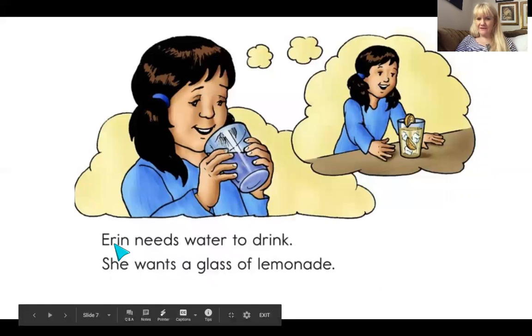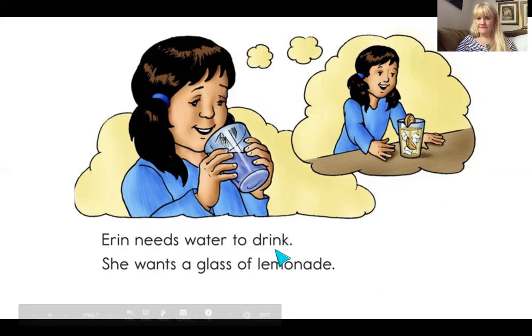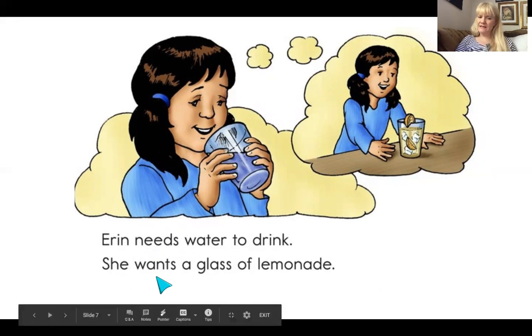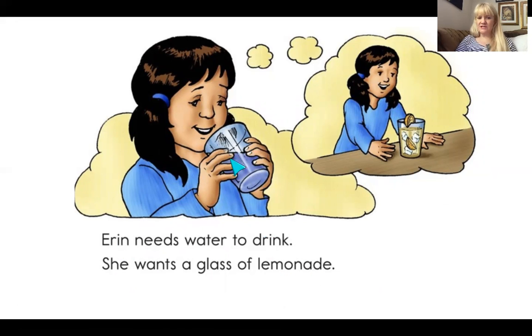This girl's name is Erin. Erin needs water to drink. She wants a glass of lemonade. So we see here that she needs water, so she's drinking water here, but she's thinking that she would rather have lemonade. She needs water. She wants lemonade. Do you see the difference? There's a difference between what she needs and what she wants.